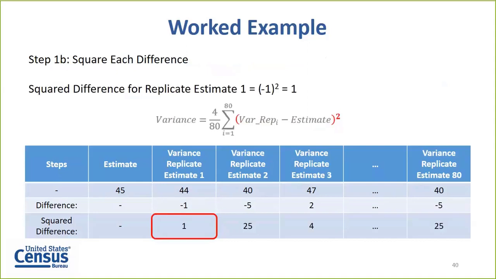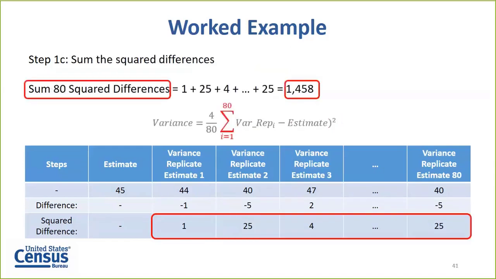For the second step, labeled 1B, we will square each difference. So our first difference was -1, and -1 squared just gives you 1. And our second difference was -5, so -5 squared is 25, and so on. Now, for step 1C, we sum up the 80 squared differences. So we add up 1 plus 25 plus 4, et cetera. If you do this, you'll get a sum of the 80 squared differences equal to 1,458, which is circled in red at the top of the slide.